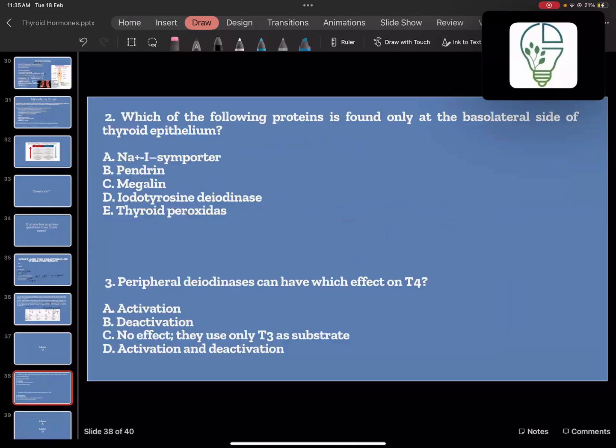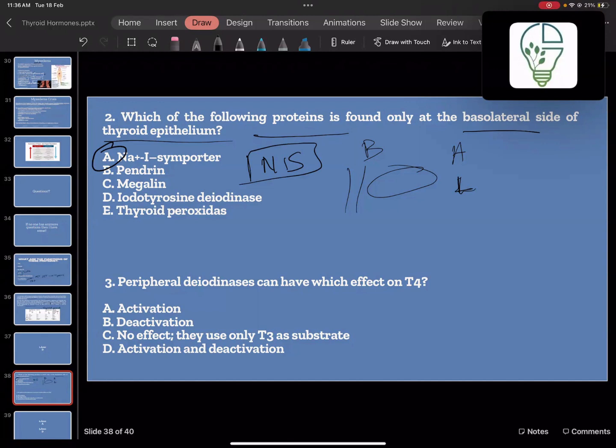Which of the following proteins is found only at the basolateral side of the thyroid epithelium? So let's draw the cell again. So here is the basolateral side, or the basal side, and here the apical side. Okay. Did you think about it? Okay, so the answer is A. It's the NIS symporter. Okay.